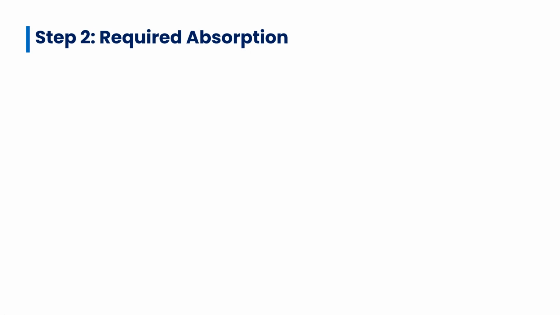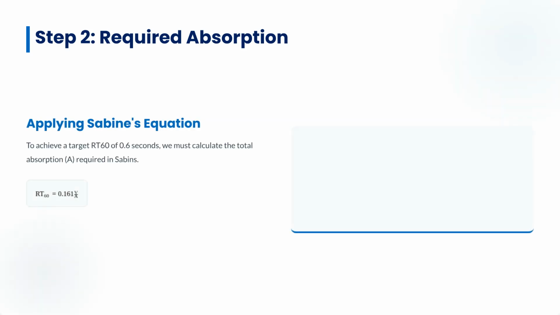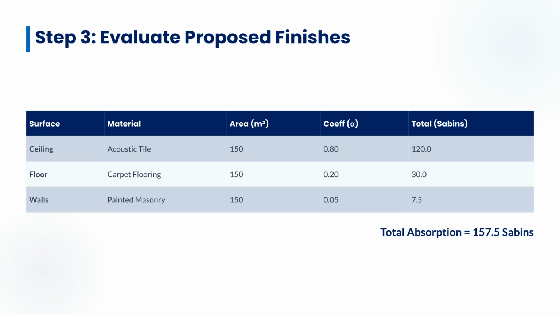Step 2 is to find the required absorption using Sabine's equation to meet the 0.6 second RT60 target. Rearranging the equation shows that 120.8 Sabines of total absorption are required. Step 3 involves evaluating the proposed finishes: acoustic tile for the ceiling, carpet flooring, and painted masonry walls.